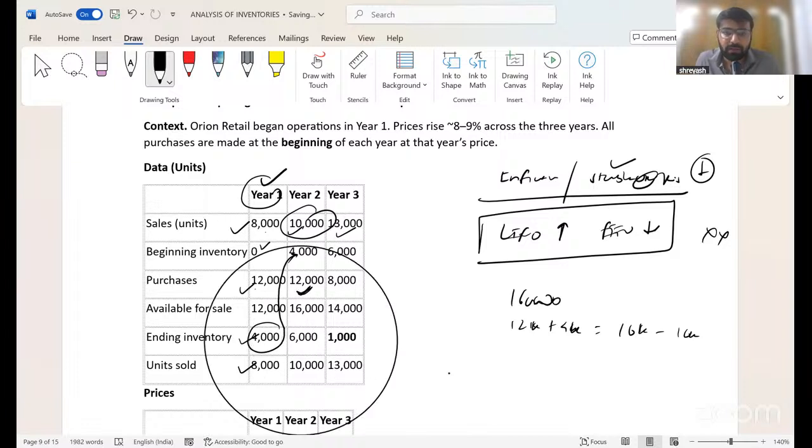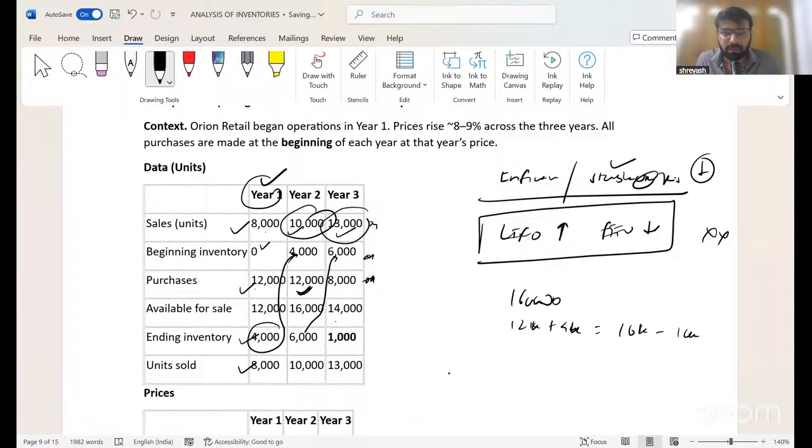So this ending inventory will become the opening stock the next year. What? This ending inventory will become what? Opening stock next year. So here is your opening stock, and purchases will be how much? 8,000 for that year. How much have you sold that year? Sir, you have sold 13,000 that year.